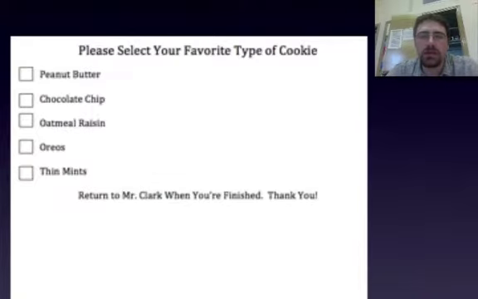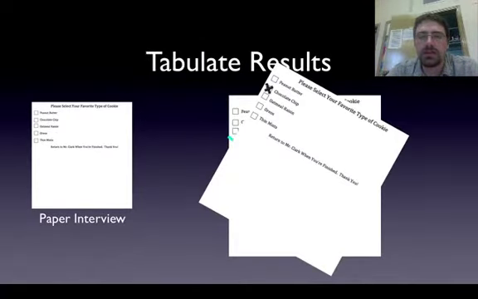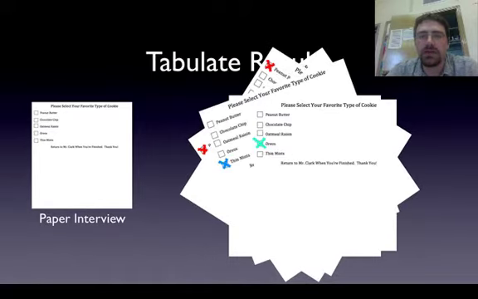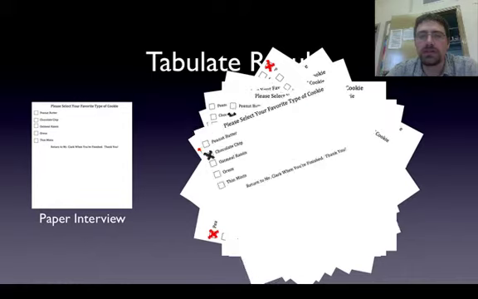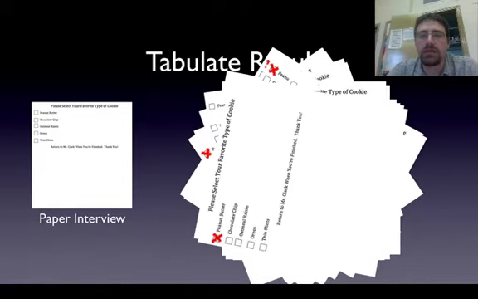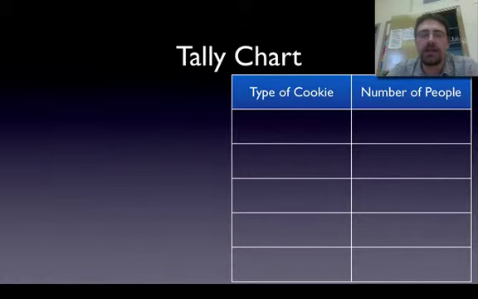So here are some of the results. So people could check Oreos, they could check chocolate chip, they could check peanut butter. Oh, this person checked peanut butter, so I'm starting to get these in. I got a whole bunch of these surveys back. So now, after I figured all this out and gotten all my surveys, I need to tally them up. So I'm going to go ahead and take that list that you just saw on the last slide and start tallying it up.